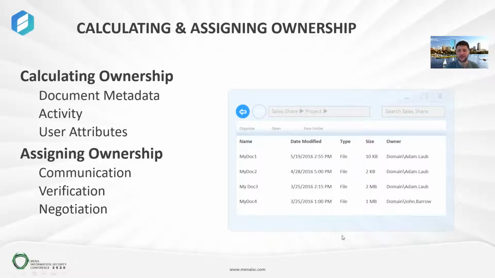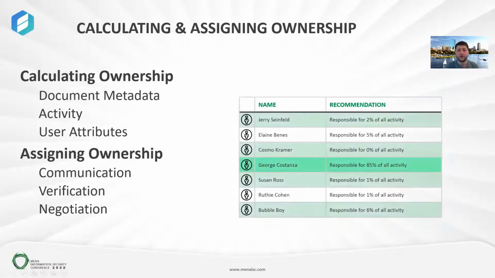In this case, it looks like Adam Laub created the majority of the files that exist within this particular area. Furthermore, we can see that George has performed 85% of the activity on those particular resources. So if we pivot those two things together, now we're going to grab user attribute, right? We're going to look at that managed by attribute. So we know who created most of the content. We know who works with it the most. And by pivoting on that managed by attribute, we know they both report to the same person.